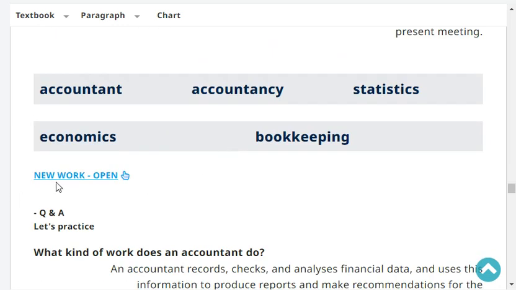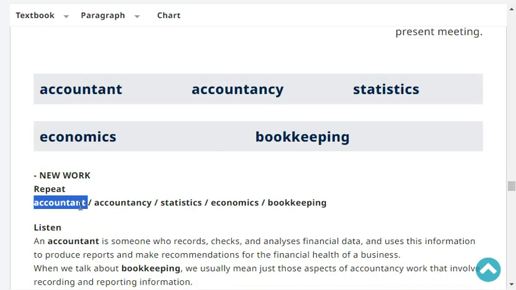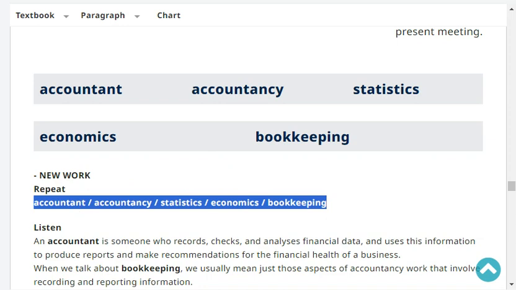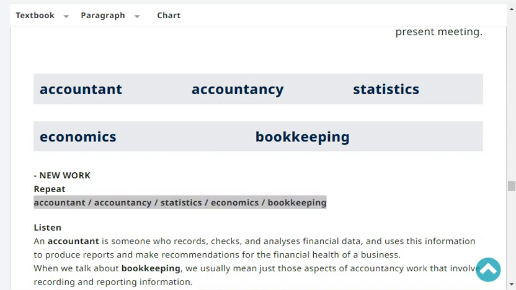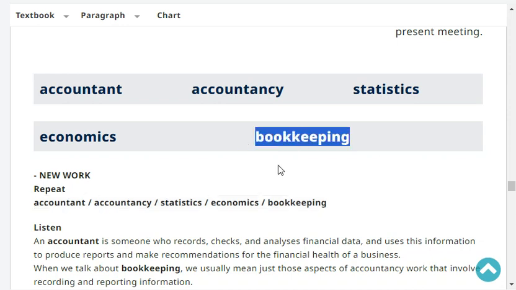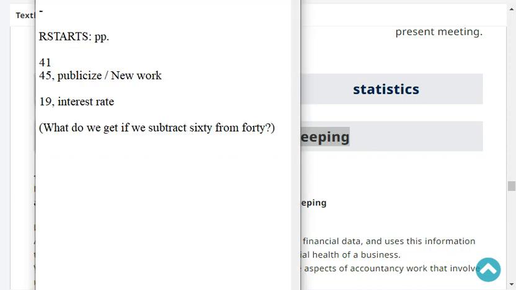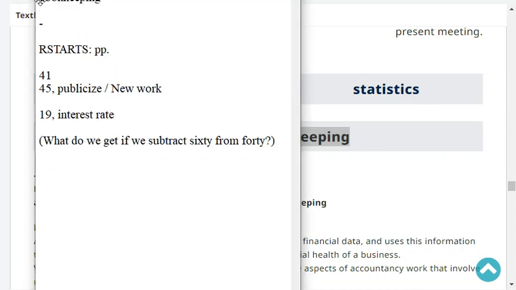Okay, next, repeat. Accountant, accountant, accountancy, statistics, economics, bookkeeping.